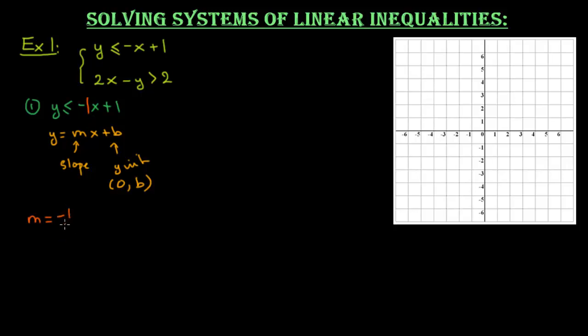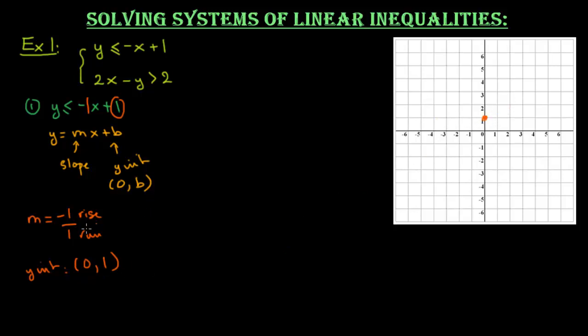Since I'm going to apply rise and run, we think of negative 1 as negative 1 over 1. Now my y-intercept in this case is (0, 1). So let's start graphing this one. We have (0, 1) right here.